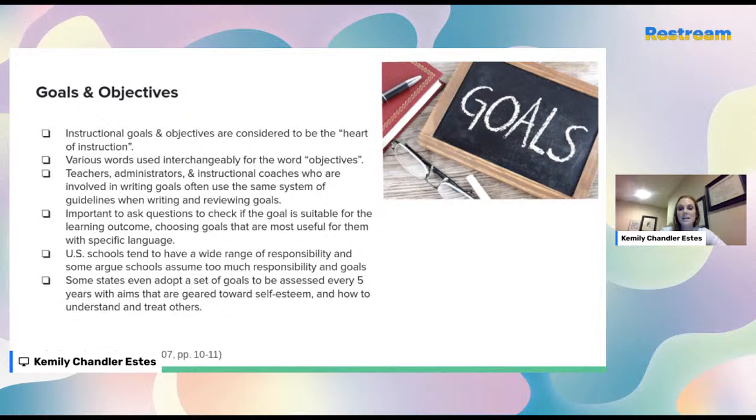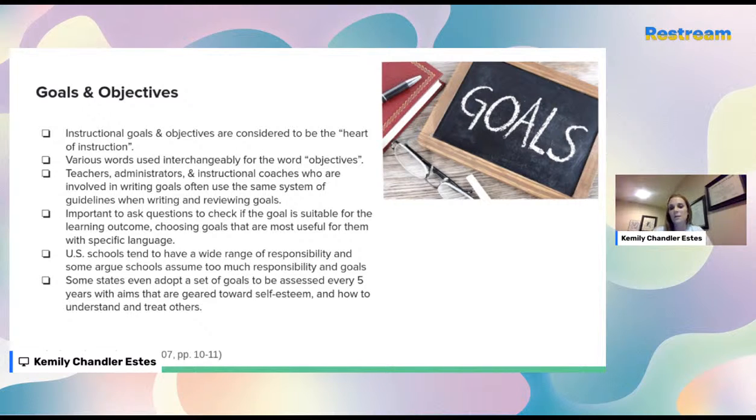It is very important to ask questions to check if the goal is actually suitable for the learning outcome. Choosing goals is most useful in the objectives if you use very specific language. Your students should be able to know exactly what you're looking for. Fluffing it up with fancy words or things that really aren't specific is only going to confuse them.